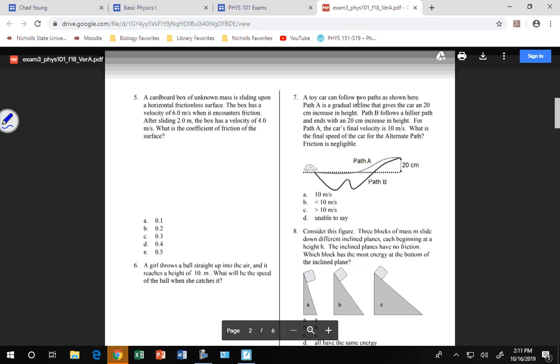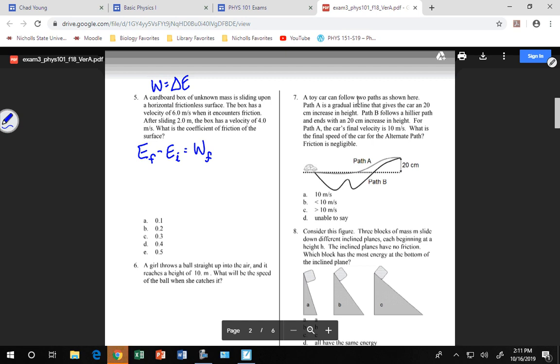This would fall under the category of those problems where work equals change in energy. Because in this case, I have a box with a certain amount of energy, and then it encounters a frictional force, and after it encounters that frictional force, it has a lesser amount of energy. And so it would work out kind of like this. The work done by the frictional force is equal to the change in energy. And the change in energy, E final minus E initial, will equal the work done by the frictional force.